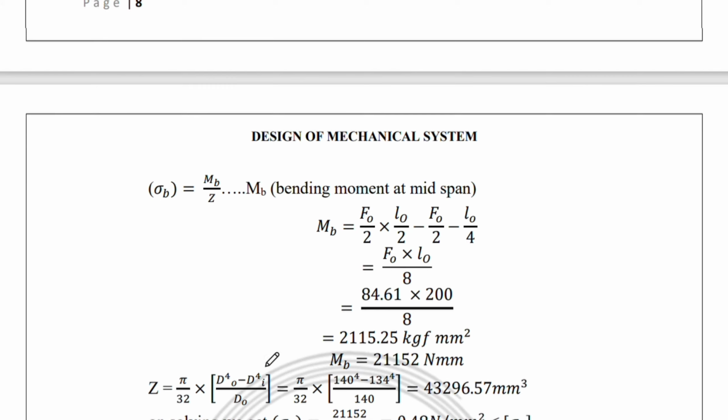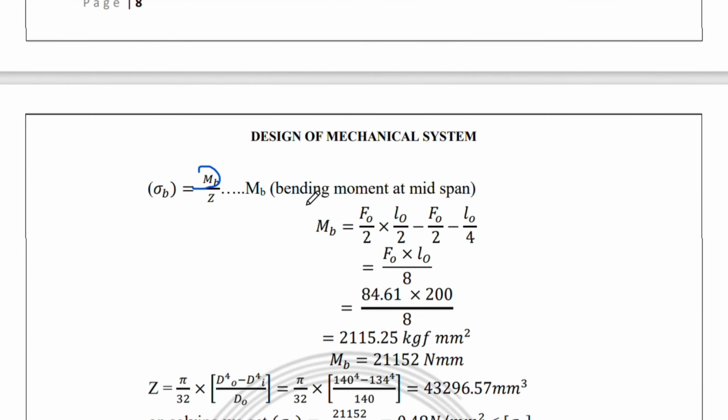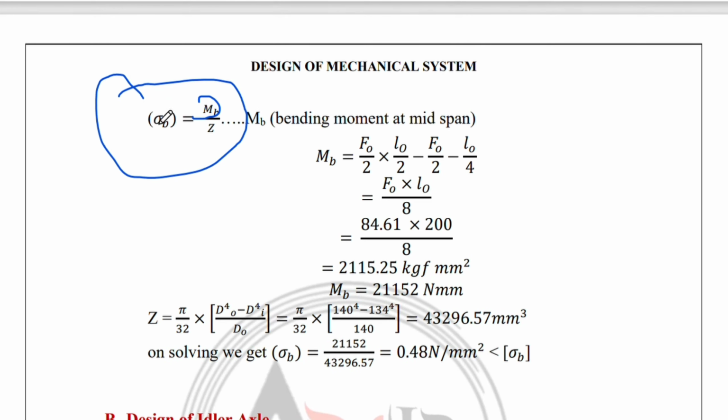Okay, next we will find, now we got this moment. So now we will find this Z. Z is equal to pi by 32 into outer diameter to the fourth minus inner diameter to the fourth upon outer diameter, which will be the Do and Di values, which we found previously. Do value is the tube diameter, 140 mm, and internal diameter is 134. So put both values, solve it, you will get the Z value. As you get the Z value, put both values in this formula and you will get sigma B.